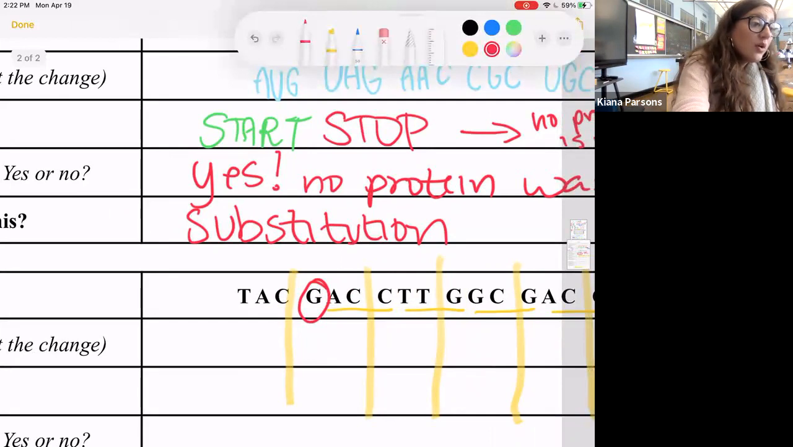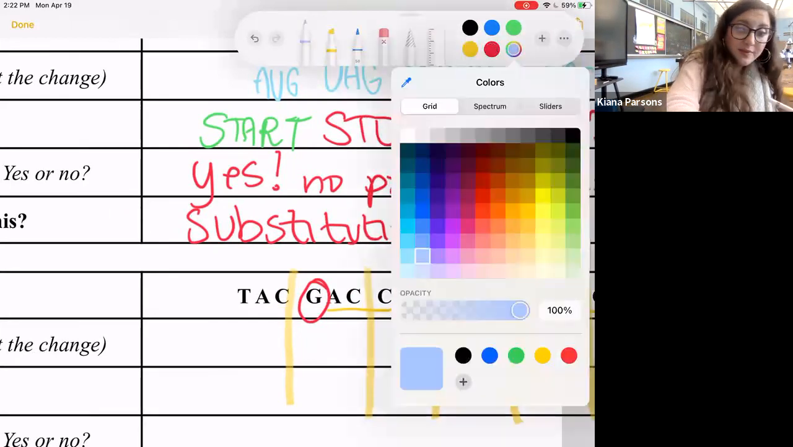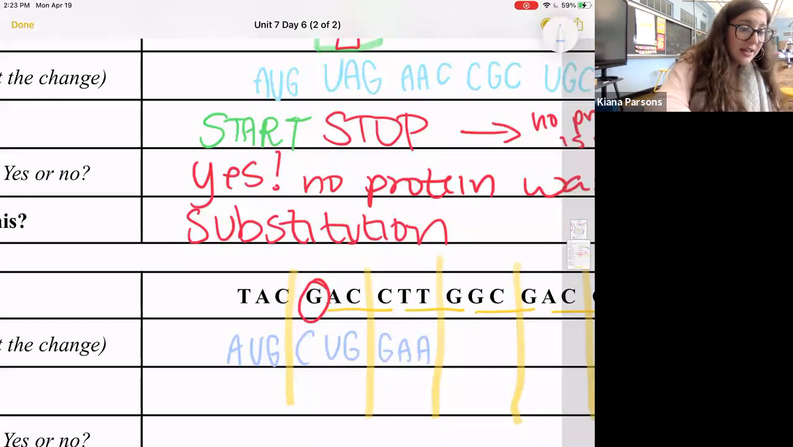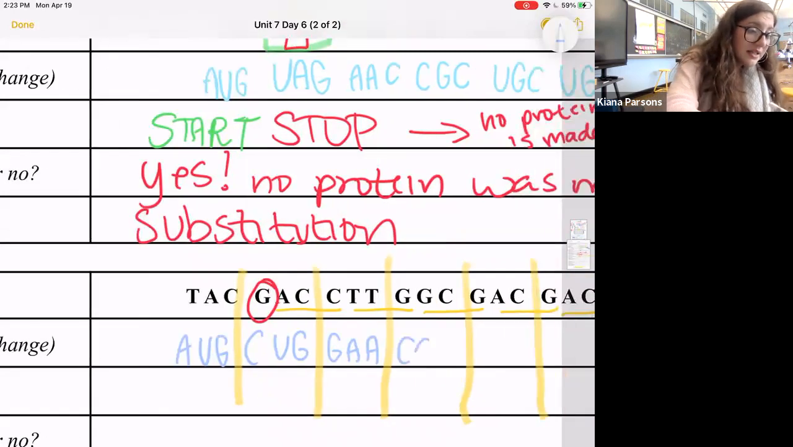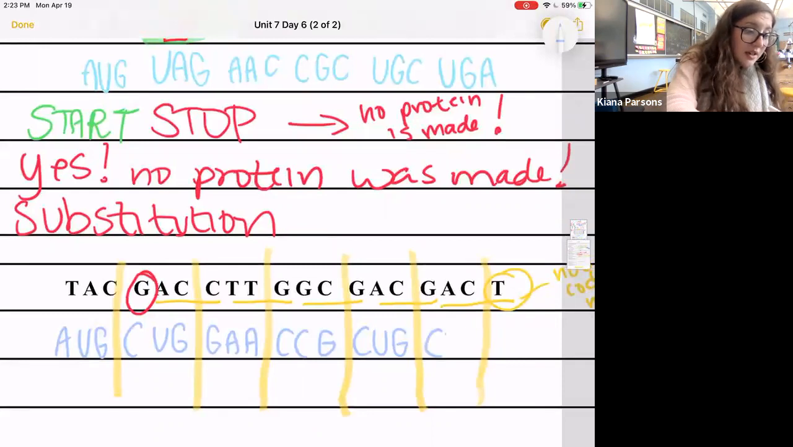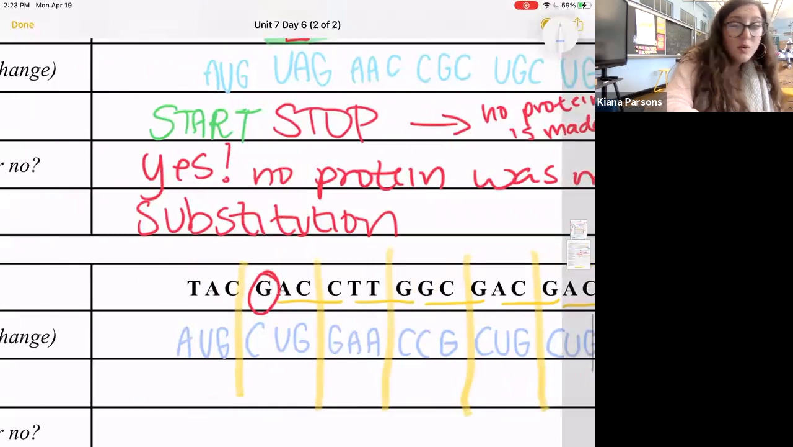TAC is still our start codon. So far, that's okay. Then now this U that's in there is a C, U, G. CTT becomes G, A, A. GGC becomes C, C, G. GAC becomes C, U, G. GAC again becomes C, U, G. And this errant T will become an A, but again, it's not a codon, so there's not going to be any amino acid there. So what amino acids do we get?